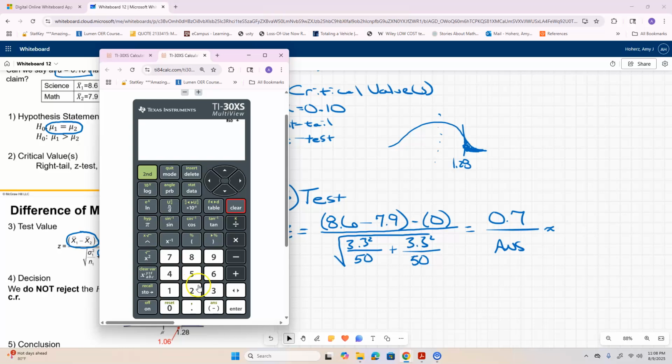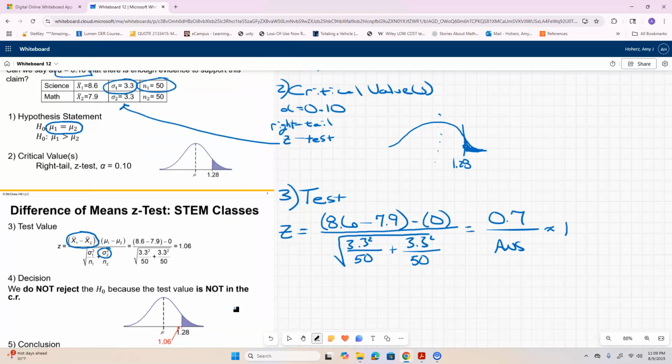So we've got 3.3, whoops, let's get our square root here first. Square root of 3.3 squared divided by 50 plus 3.3 squared divided by 50 again. It's all underneath the square root bar. Hit enter, I get this 0.66. And then I'm going to take the number that I had on top, that's 0.7, and I'm going to divide it by that answer. And I get 1.06 approximately.